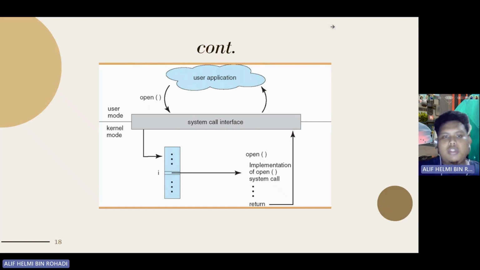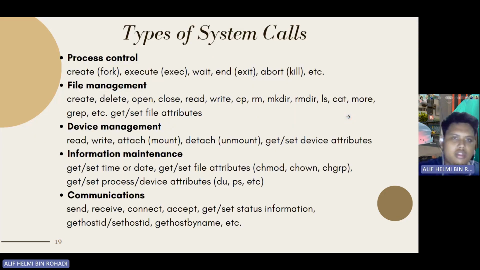Okay, next is the example of a system call. You can see the interface, from application to interface. On the top side is user mode, and the bottom side is kernel mode. Okay, next, the types of system call. The first one is process control, and then file management, device management, information maintenance, and communication.